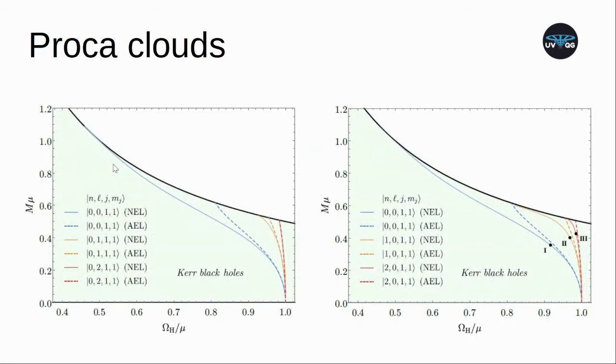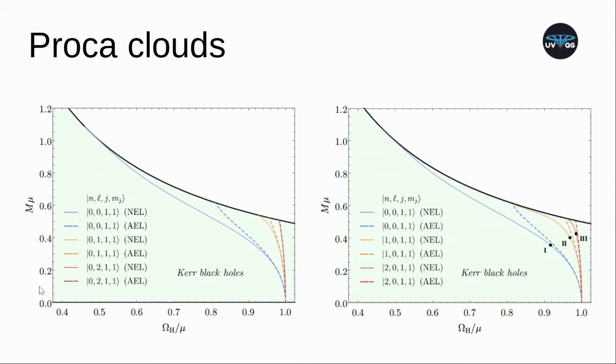So when we do that, we find these existence lines for the Proca clouds in the parameter space of the black hole. This black line is the line for which we have extremal black holes. So we can only have Kerr black holes in the region below this curve, in this green shaded region. Each of these solid curves corresponds to the numerical existence lines, and these dashed curves correspond to the analytical existence lines.